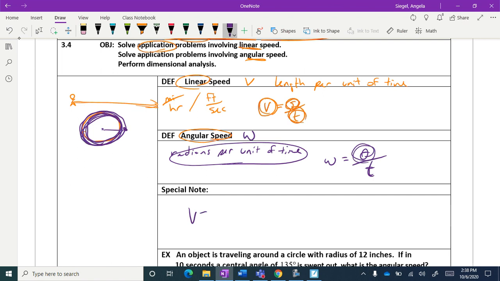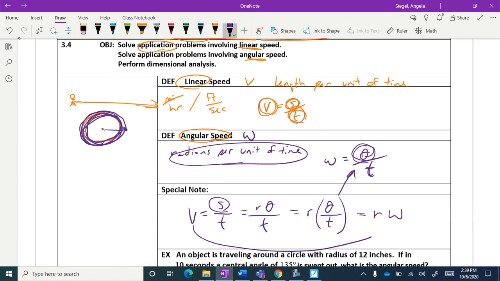So we have v equals s over t. We've talked about that. And remember that s equals r theta, so sometimes you'll see it like that. But we're also going to play around with it. Theta over t, we learned, is w. So v also equals r w, and this formula, v equals r w, is used quite a bit as well.